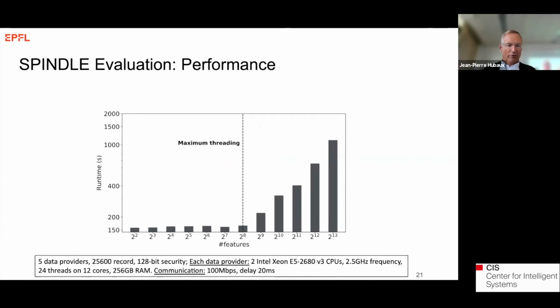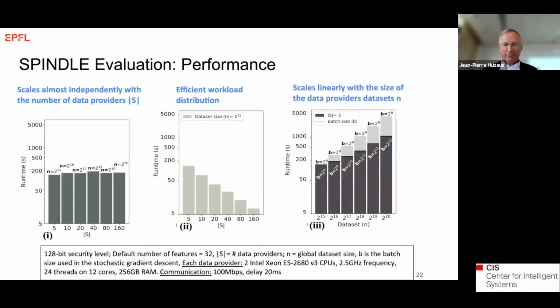Performance is in the order of hundreds of seconds with off-the-shelf hardware. I spare you the details, but it works in a reasonable amount of time.